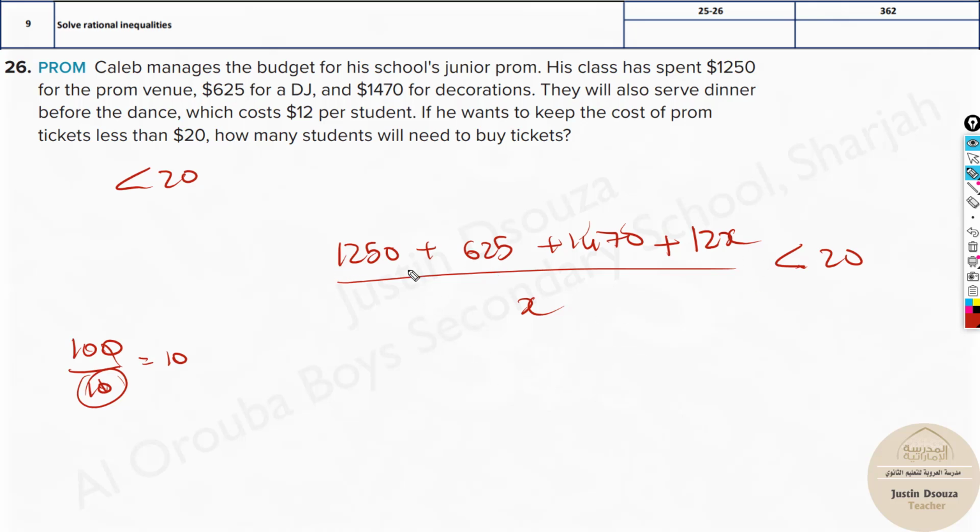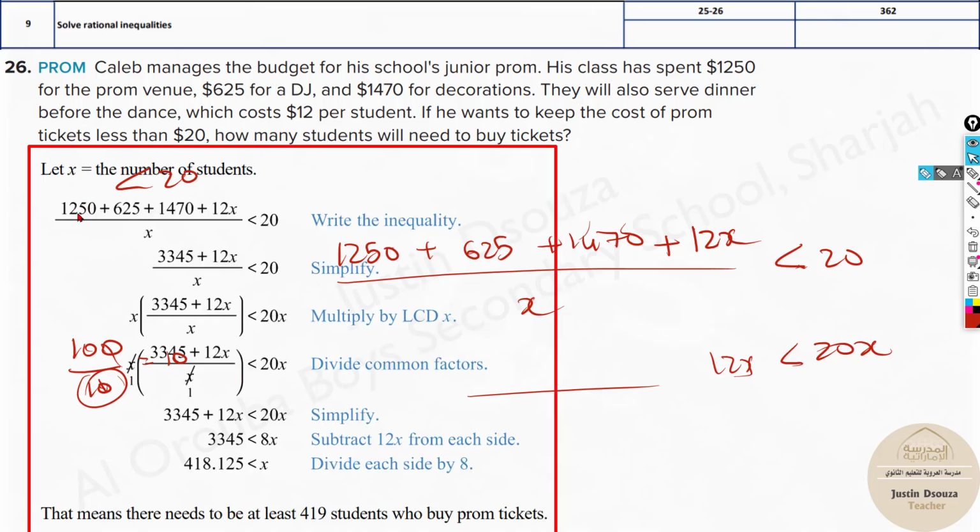Take this 20 to the other side. It will be 20x over here, which must be less than 12x plus all these numbers. You can put them in the calculator and solve it, or you can just do it manually. Now, please remember, I forgot to write the 20x over here. The x is missing there. The inequality is there, so please do it step by step. Okay, over here you see all the numbers are solved. It is 3,345 plus 12x, and you can multiply both sides by x. You're getting this inequality. Now take this 12x to the other side.